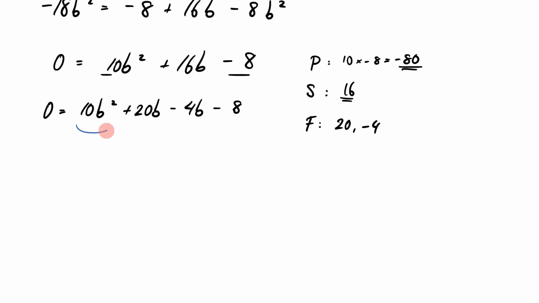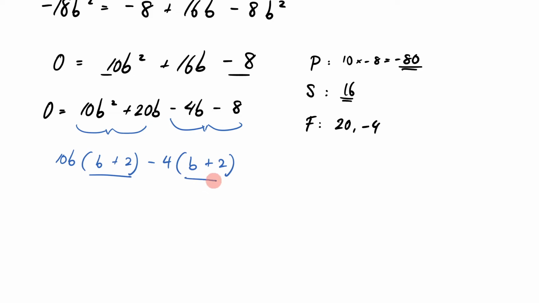Now, I've got this, right? This here, I can take out a 10b out of, right? So that's going to be b plus 2, because I'm taking 10b out. And then we continue on. Here, I'm going to take out negative 4. So I'm going to take out negative 4 and be left with b plus 2. So I'm using that one there. It's important that this and this are the same. If they're not the same, you've done something wrong.